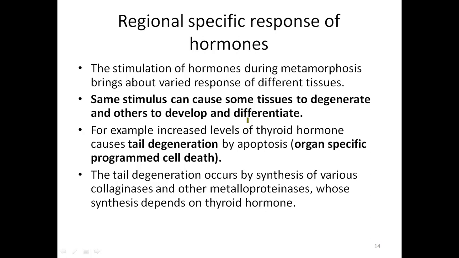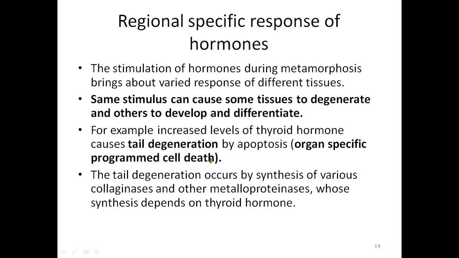Now, an example: increased levels of thyroid hormone in tail regeneration. In the tail region, if the thyroid hormone level increases, disintegration or degeneration of the tail starts. But in other regions like the head and trunk region, there are progressive changes, development of the digestive system, brain, and all, under the influence of the thyroid hormone.